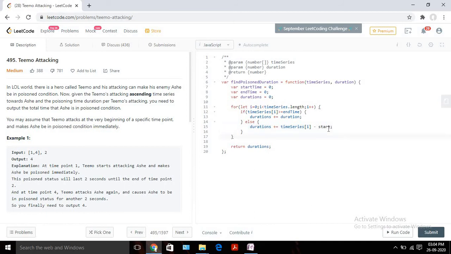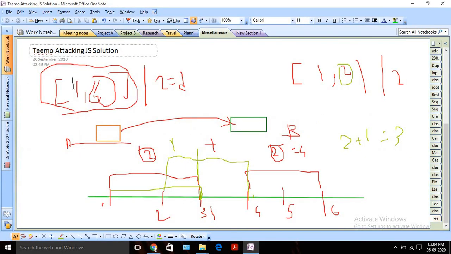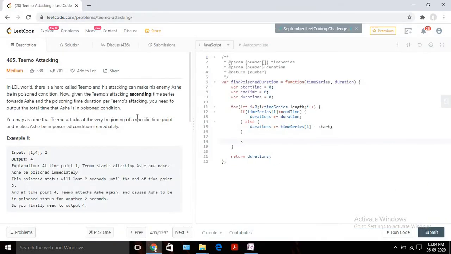Once we calculate this, in either the if or else condition, we need to recalculate our start, right? I am done with this, so whenever I come here next, my previous start will be this one. So we need to recompute our start time and end time. The start time will obviously be the current time series value, and the end time will be my start time plus the duration. I will check later whether it is overlapping or not, but initially I will set the end time by adding the duration value to the start time.